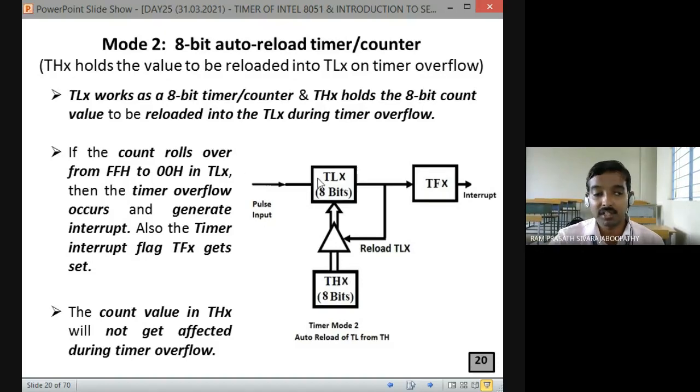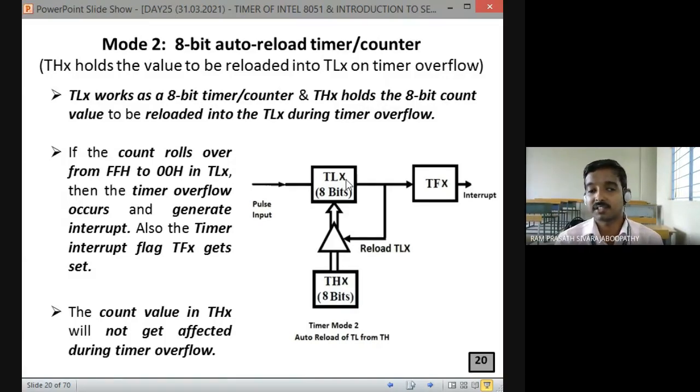On every 1 clock pulse, TLX is going to increment. When TLX gets overflow, the count value that I have initially loaded in THX will get auto reloaded into TLX. Whenever I say X, it means either 0 or 1. Fine. Is it clear now? What is the difference between other modes and mode 2?